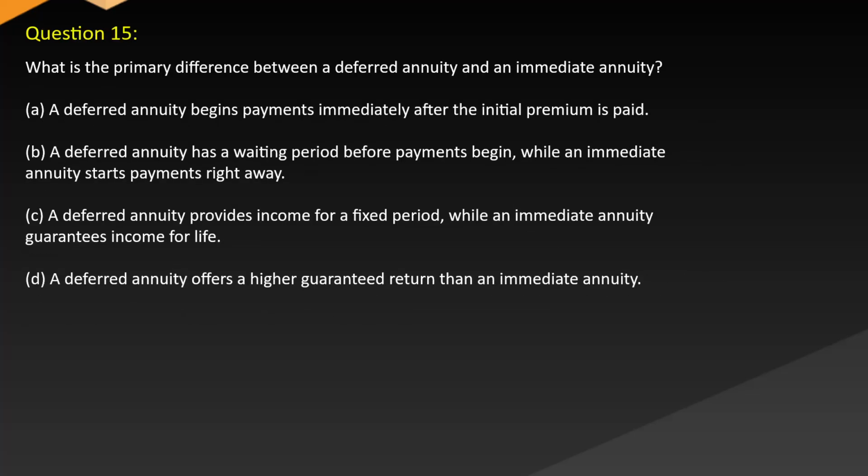Question 15. What is the primary difference between a deferred annuity and an immediate annuity? A. A deferred annuity begins payments immediately after the initial premium is paid. B. A deferred annuity has a waiting period before payments begin, while an immediate annuity starts payments right away. C. A deferred annuity provides income for a fixed period, while an immediate annuity guarantees income for life. D. A deferred annuity offers a higher guaranteed return than an immediate annuity.